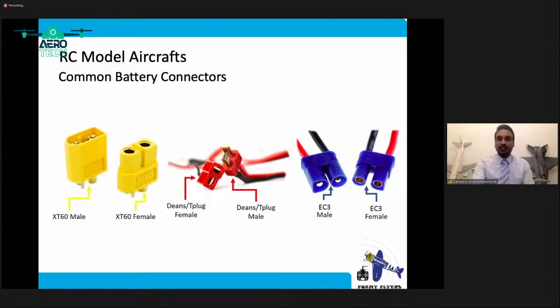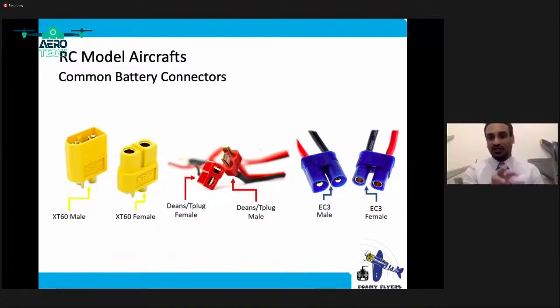It's not there. Anyway, it's not that commonly used in Sri Lanka, let me put it that way. Mostly used are XT60 as well as DINS plugs. Now even the DINS plug is a bit less safe. It's not that great as an XT60 connector.